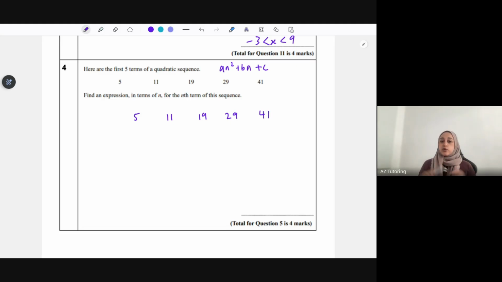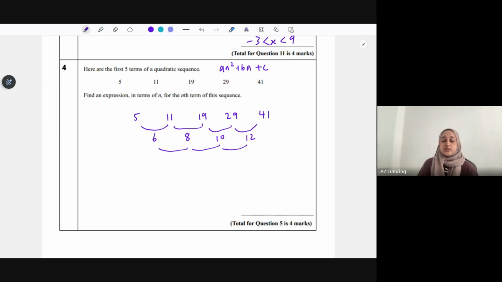Okay, first things first, we're going to work out the difference between each of these. How do I get from 5 to 11? I add 6. How do I get from 11 to 19? I add 8. 19 to 29, I add 10. And then 29 to 41, I add 12. So usually with the linear sequences, that all should be the same. With a quadratic, they're all different, and then the second one is when they're all the same. If they're not the same on the second one, that's going to be a bit of an issue. You've done something wrong. It's not a quadratic sequence.